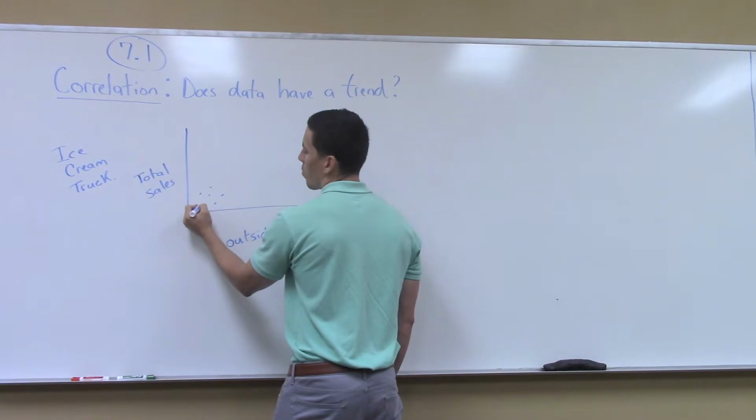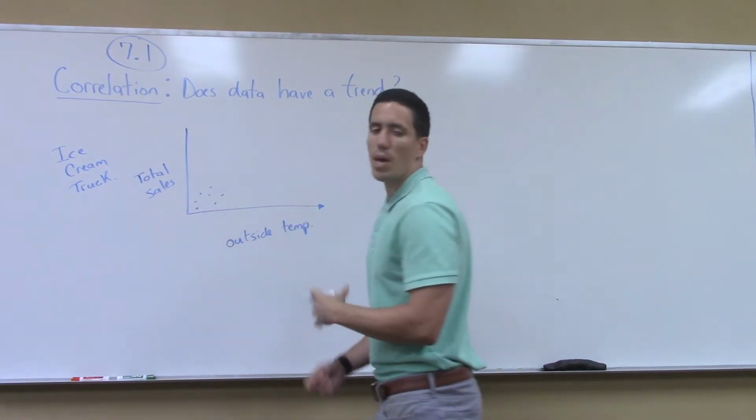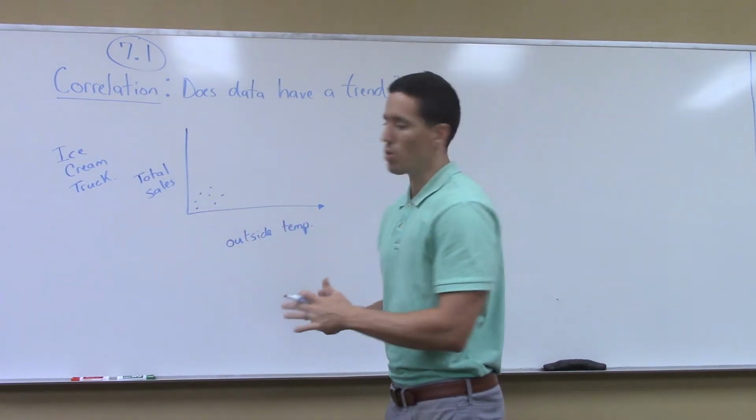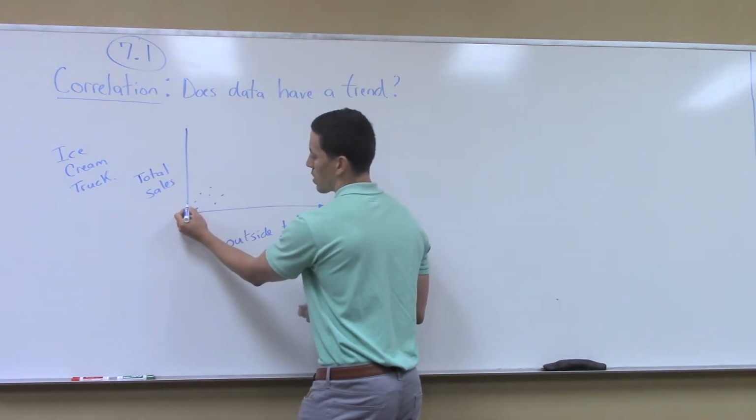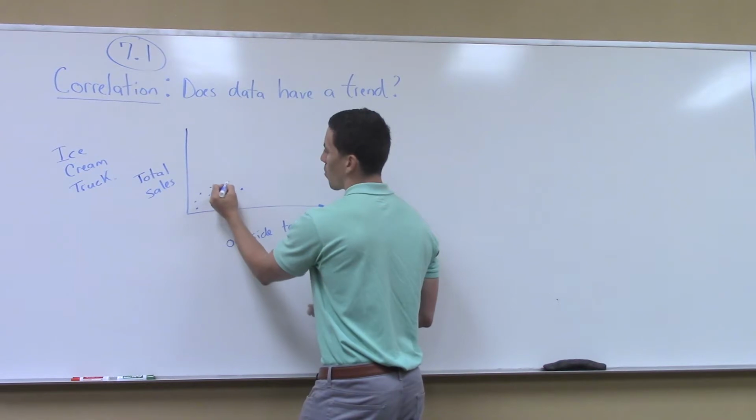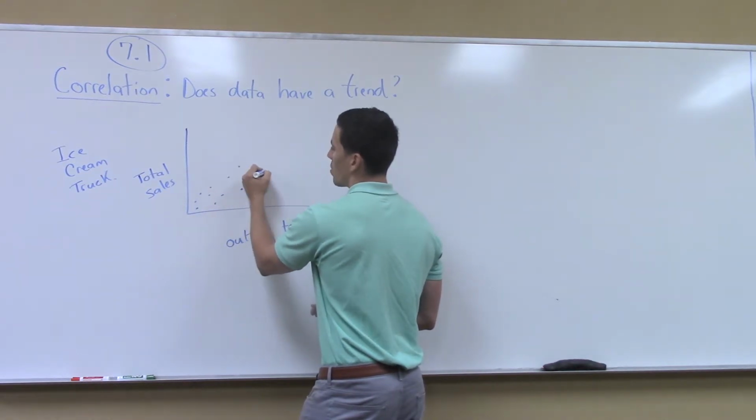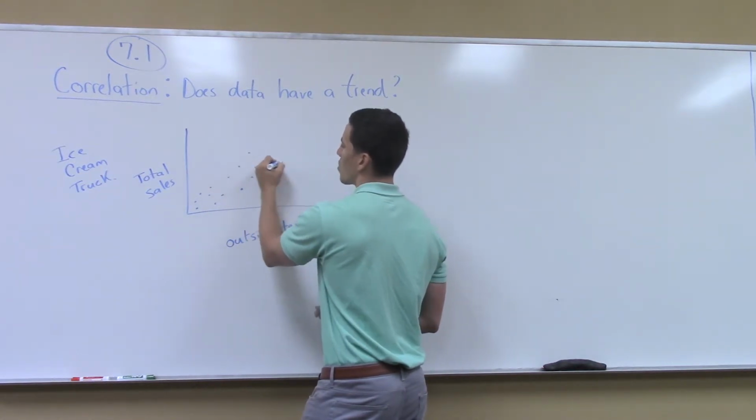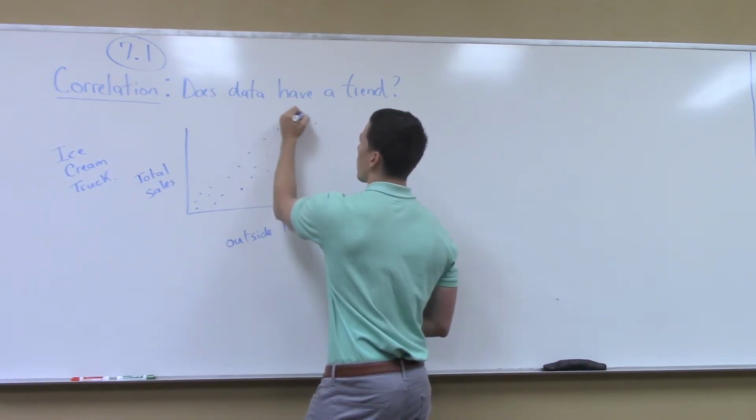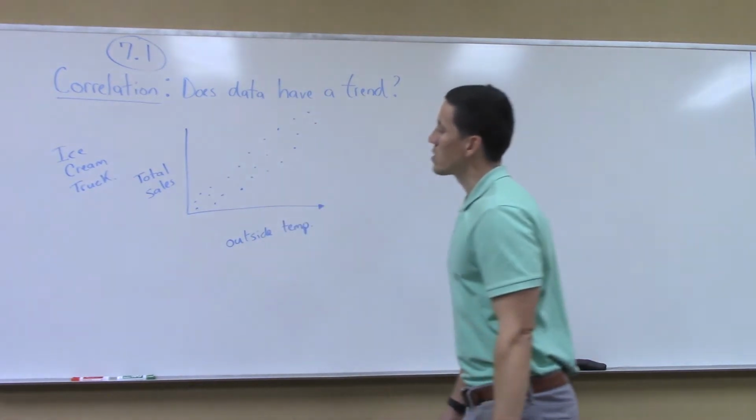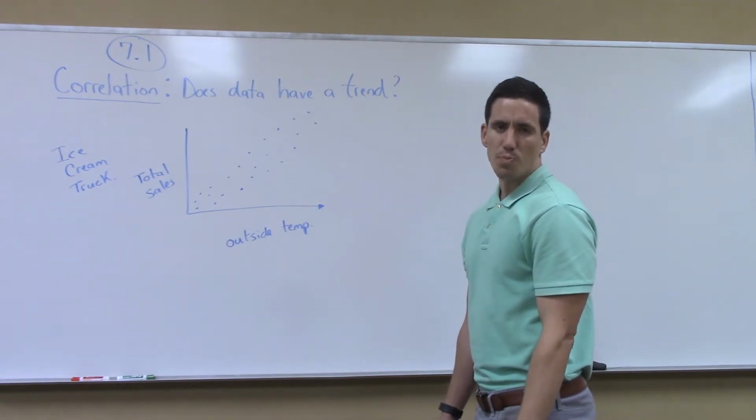So these data points that I'm just making up on here, they would represent different days where you charted first the outside temperature and then the amount of total sales. As the outside temperature rises, in general, not 100% of the time, but in general, we would expect the total sales to go up. So we may end up with a scatter plot that looks something like this.